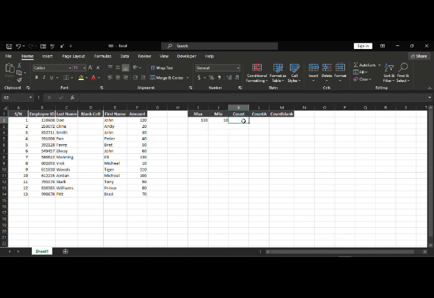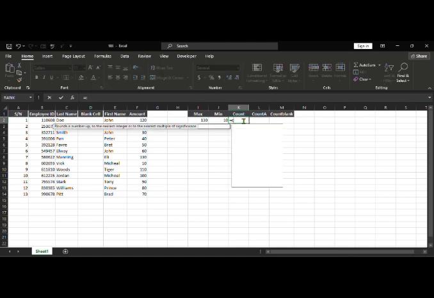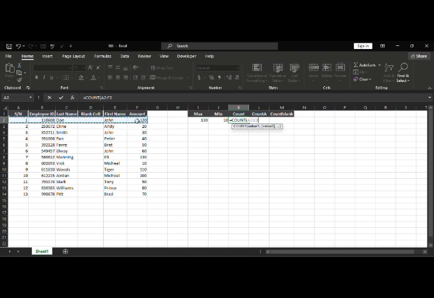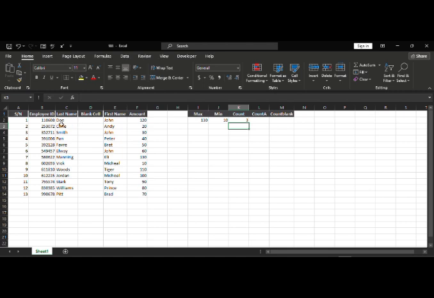COUNT is used to count cells that contain numbers only. We have just three cells that contain numbers: 1, 2, 3.